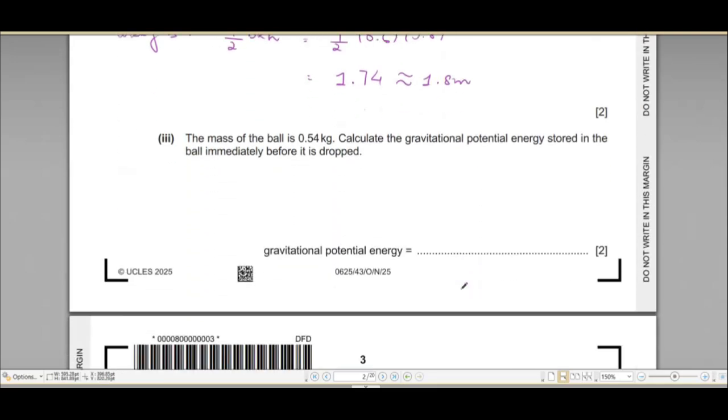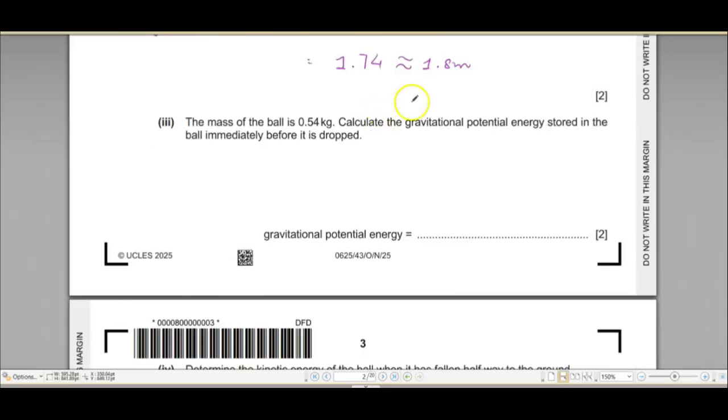The mass of the ball is 0.54 kgs. Calculate the gravitational potential energy stored in the ball immediately before it is dropped. So gravitational potential energy's formula is mgh. Since we know the mass to be 0.54 and the value of g is 9.8 or 9.81, and the height we've just seen was 1.8, when we multiply all of this together, we get an answer of 9.52 joules.